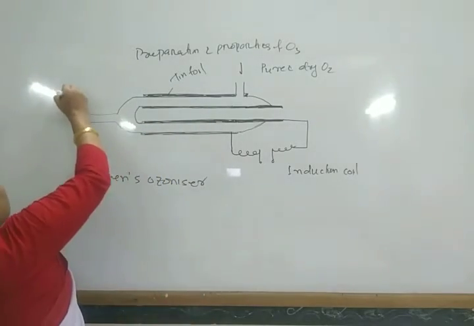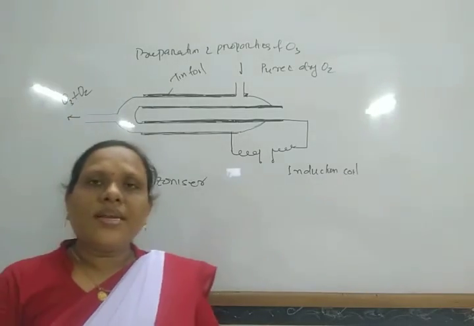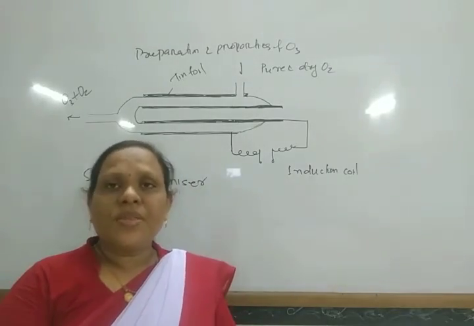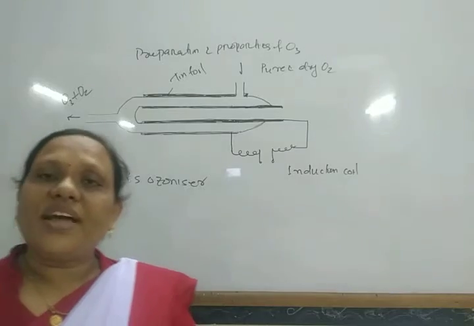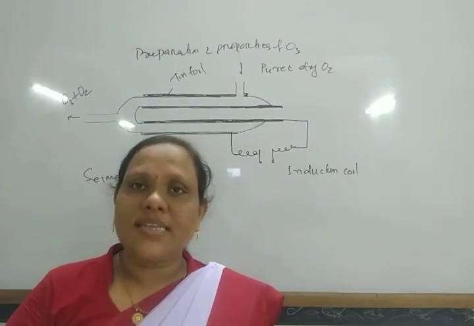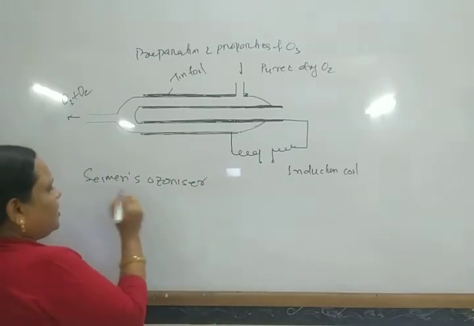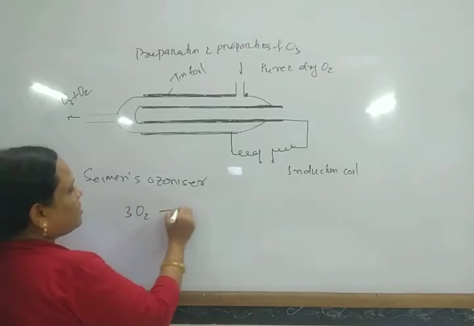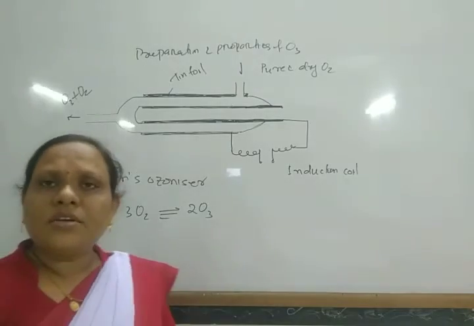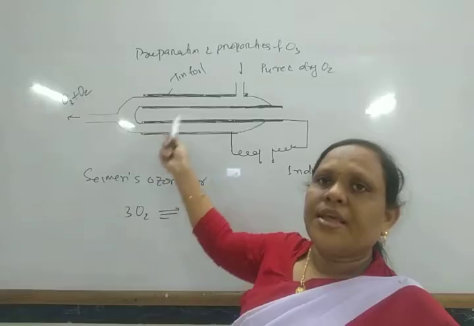So here ozonized oxygen, ozone plus oxygen. In this method, only 10% of ozone is prepared, and it can be isolated by the fractional distillation method: first cooling and then the distillation process. This ozone is prepared. So the reaction is 3O2 gives rise to 2O3.